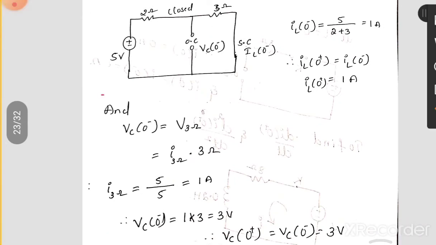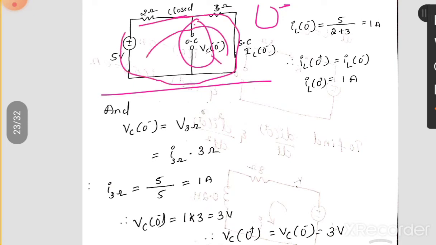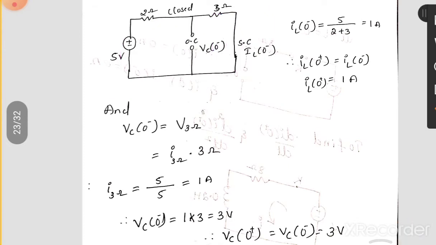Let's take this circuit. The switch was closed. This is the 0 minus condition. Let's take IL in this circuit, since it is open, so only a single loop is there, and the current will be the same. A single current will be flowing through this. You can take it as IL or as I. What will IL of 0 minus be?